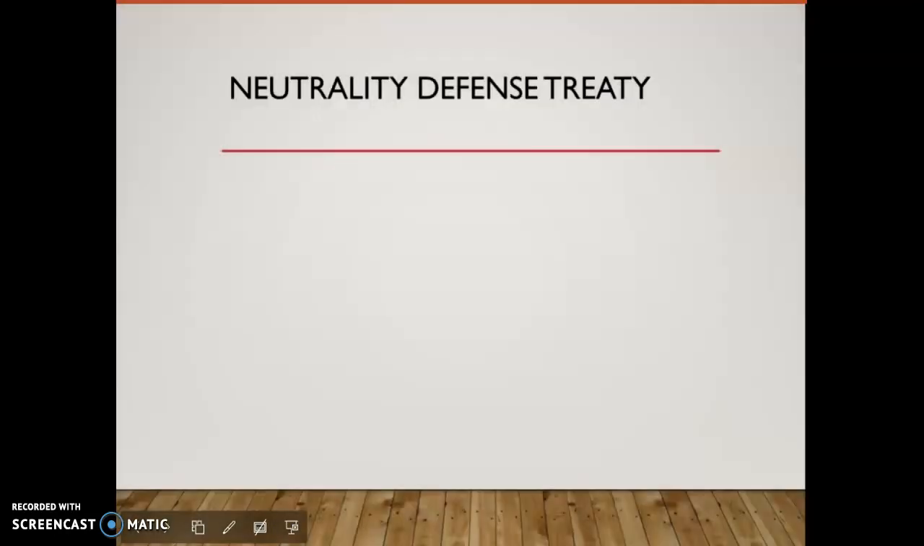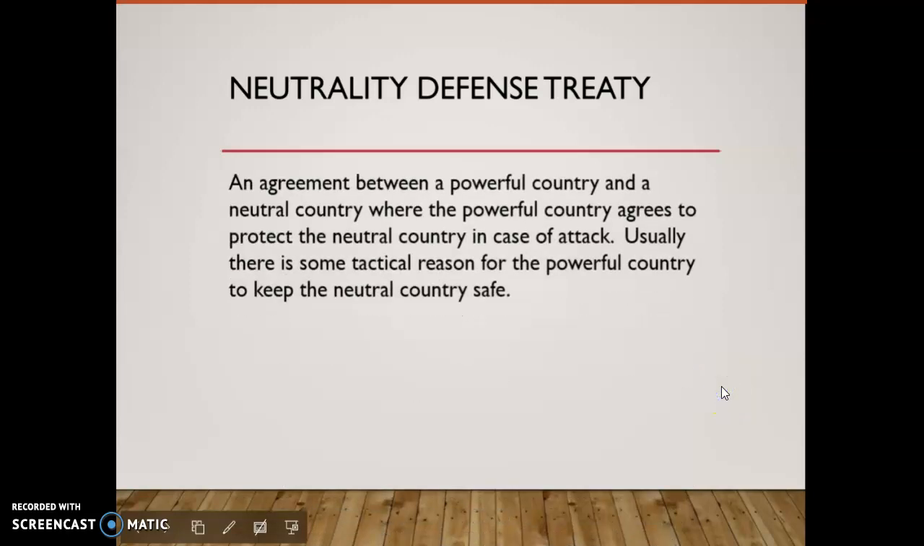Then there's the Neutrality Defense Treaty. Now, we always need to have neutral countries because no matter what war starts, eventually it has to end. And you cannot negotiate the end of the war on one person's treaty or one country's land over the other. You need neutral ground to meet on. So a neutrality defense treaty makes sure that those neutral places stay.